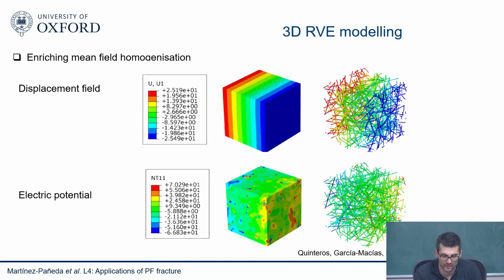You can see how they look like in Abaqus. So these are bar elements, if I remember well, embedded into your continuum solid RVE. You can see how they look like in the RVE. This is the displacement field. This is the electric potential. Again, running coupled models.